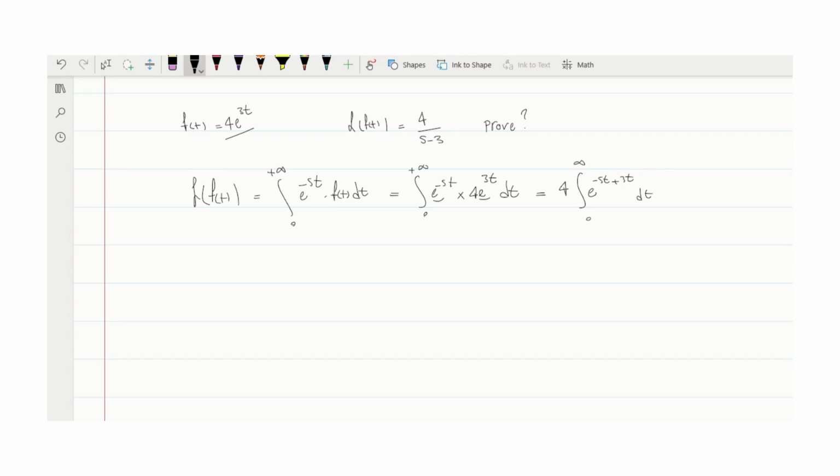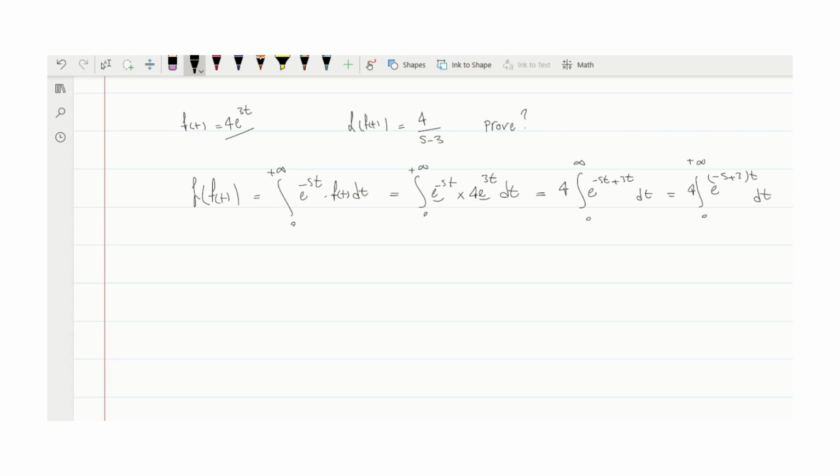0 to infinity again. In order to simplify the equation inside the integral, I'm just going to factor out t from the equation. So it would be e to the power of minus s plus 3 times t, and we have dt. It is from 0 to plus infinity again.